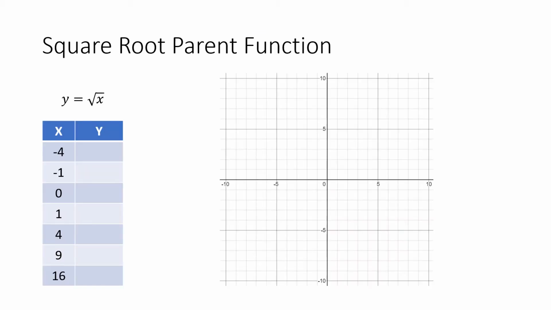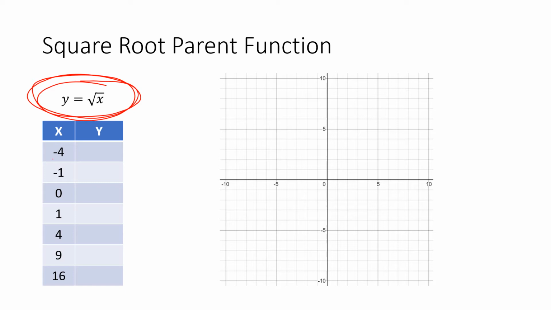In order to graph any square root function, you have to first understand what the parent function looks like. So the parent function here is y equals square root of x, so plain old square root. And what we're going to do to complete this table is take each value of x and plug it in. Now, you can use a calculator for this if you need to.